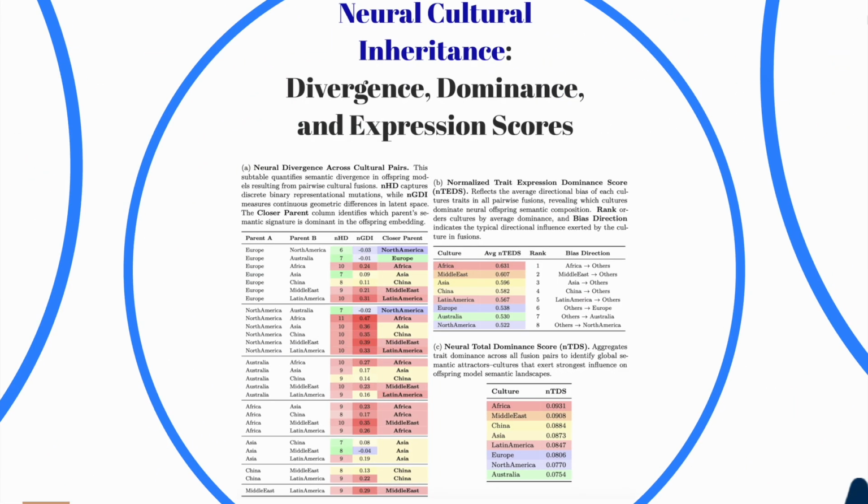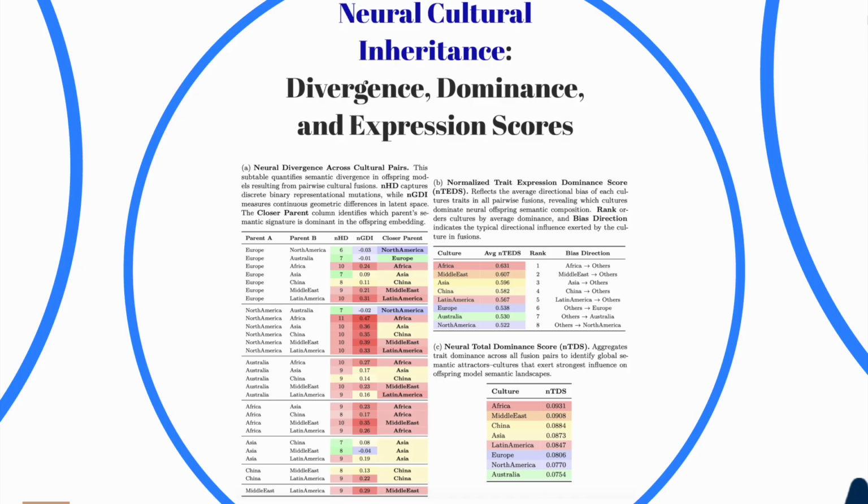Neural cultural inheritance, final takeaways. Cultural fusion is not neutral. Some lineages imprint, others absorb. Our triad of readouts, NHD and NGDI for drift, NTEDS for pairwise dominance, and NTDS for global attractor strength, lets you see where a merge will move, which parent will steer it, and how hard it will pull.